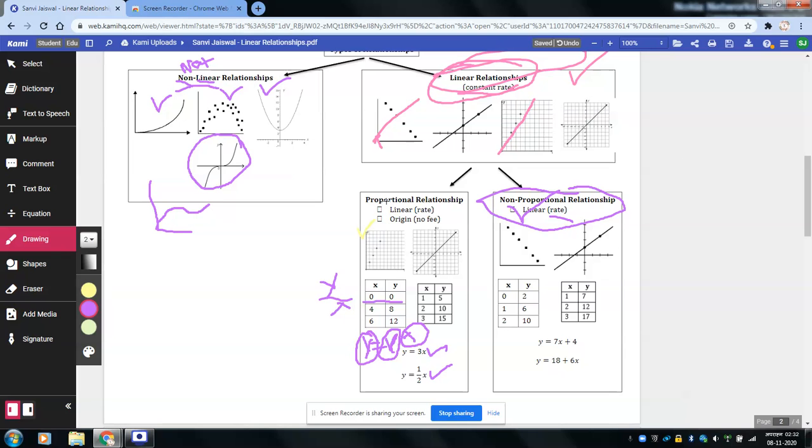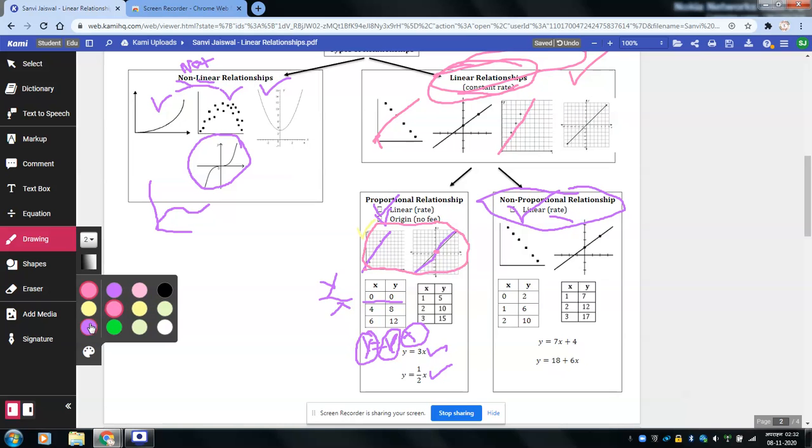And non-proportional relationships only have your linear, meaning they're only a straight line or your rate. And for proportional relationships, it would have a linear and it would cross through the origin. This one crosses through the origin, and so does this one. Because if we look, our origin is right about here. And this origin is right here, and it crosses through there. And so that's the way you can also figure out in the graph whether it's proportional or not.